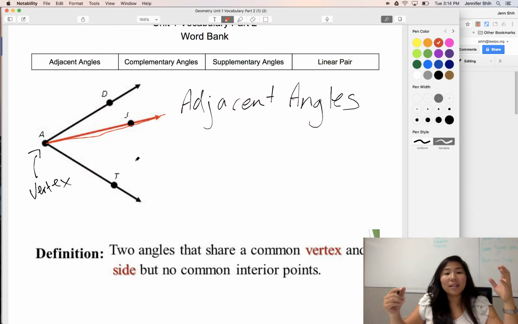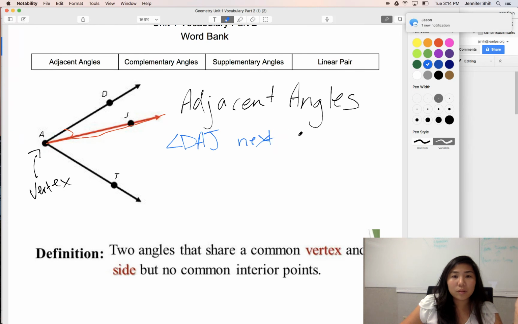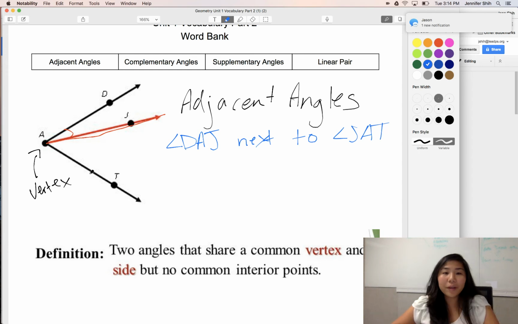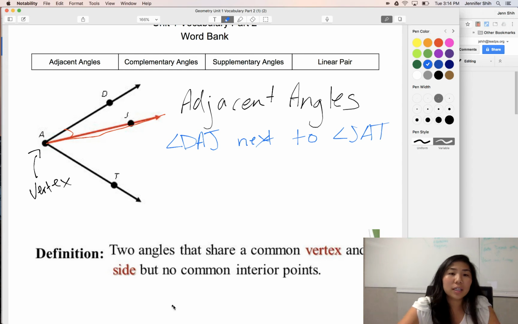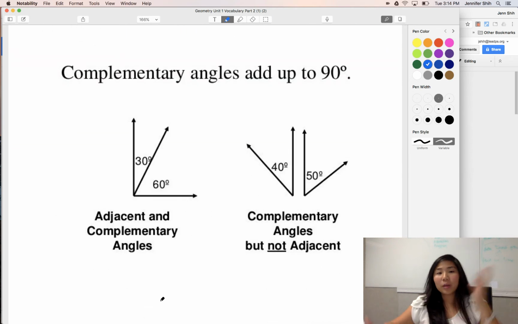Adjacent means next to. So it means that angle DAJ is next to angle JAT. So that's what that means. Okay, adjacent angles. The next vocabulary word is complementary angles.